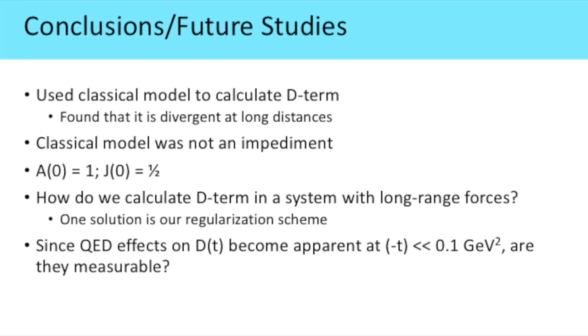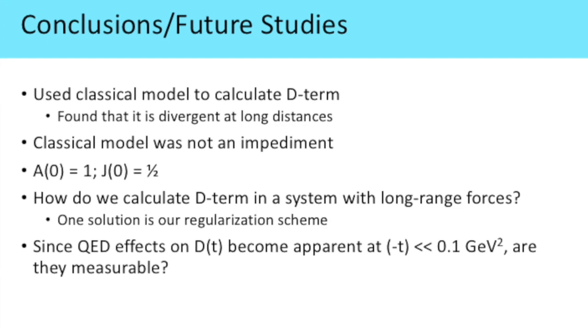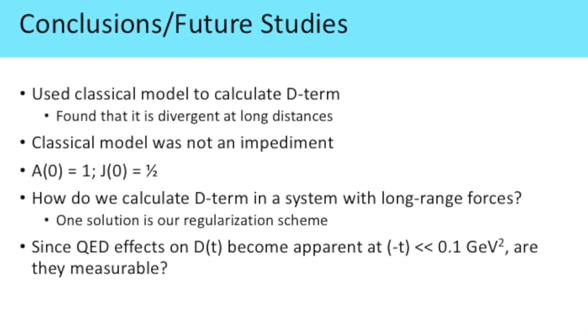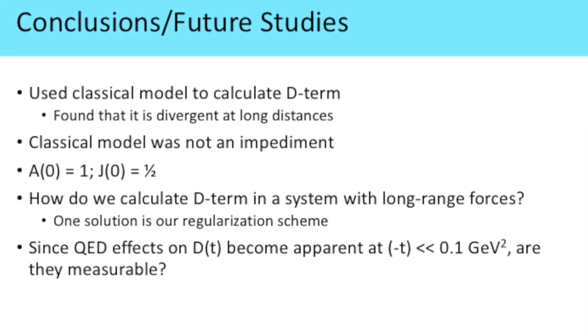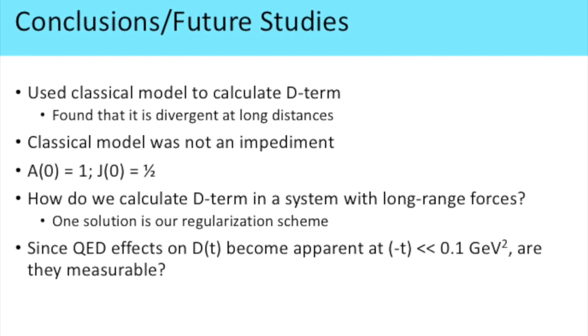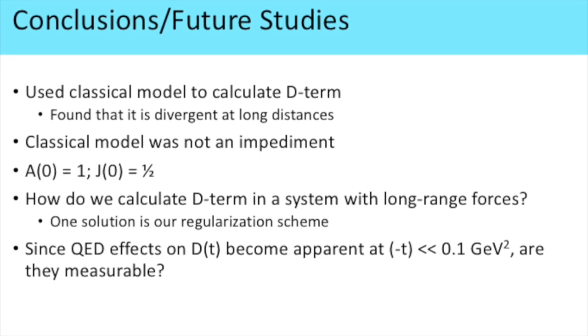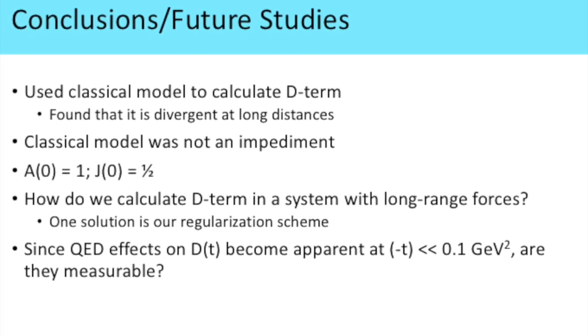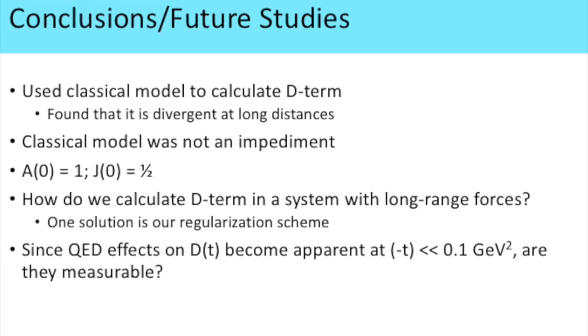This regularization scheme is acceptable because it yielded a finite result, preserved the negative value of the D term in agreement with other studies, and it serves as a good, reasonable calculation of D of t, as shown in the graphs on the previous slide. An important takeaway from the study is that long-distance QED effects become noticeable at very small t, when negative t is less than 10 to the negative 6 giga-electron-volt squared. Since these effects are so small, are they measurable? This will be left to future studies.